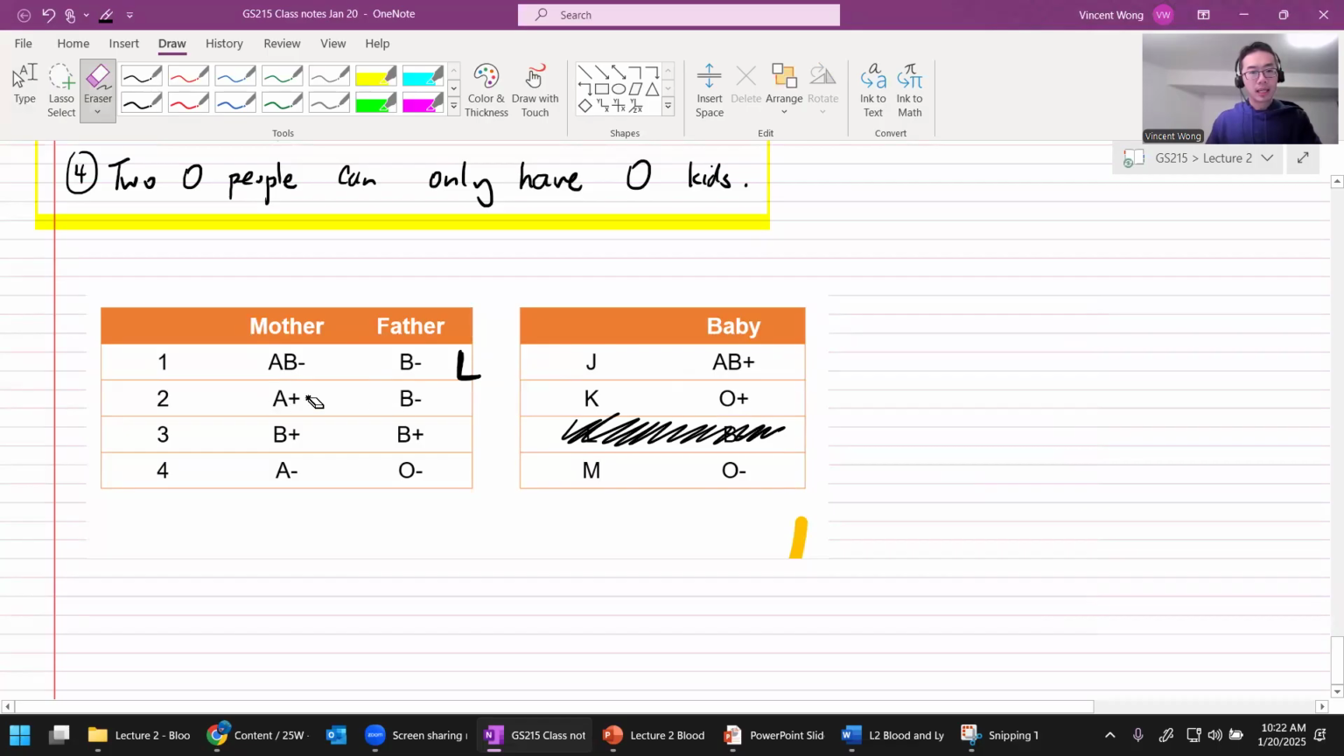Next one. I'm gonna work with something with a type O in it. Okay? It's probably easier to eliminate choices with a type O parent or type AB parent. So the father is O. That means he cannot have an AB baby. So that's not it. Both of them are negative. They cannot have a positive baby. So M is their kid.